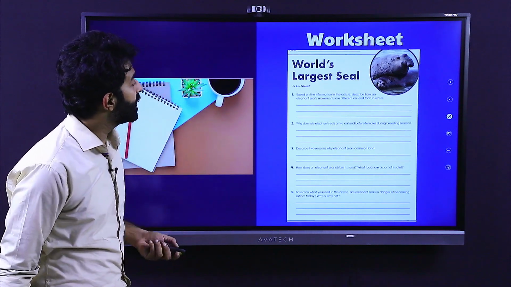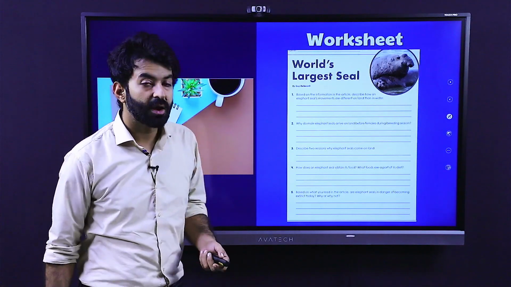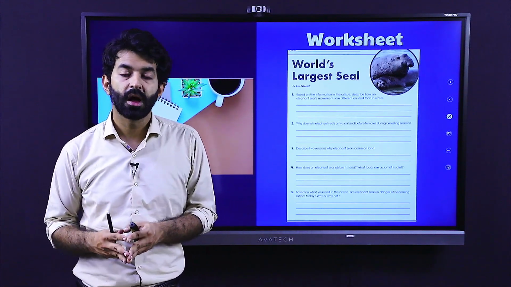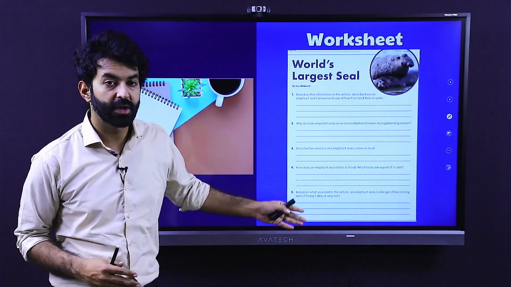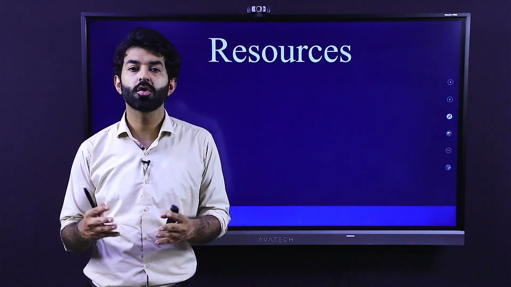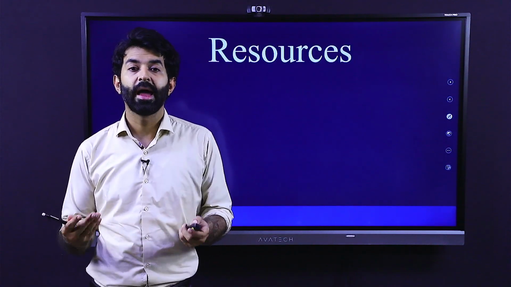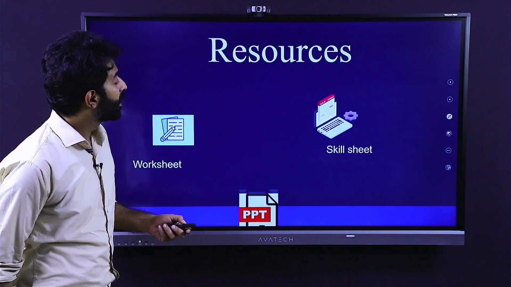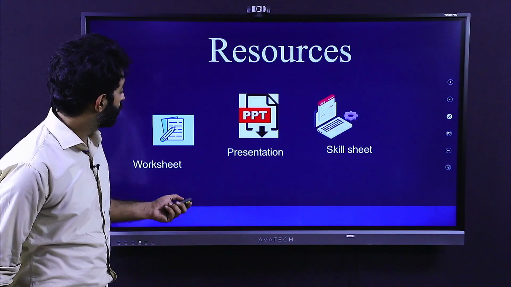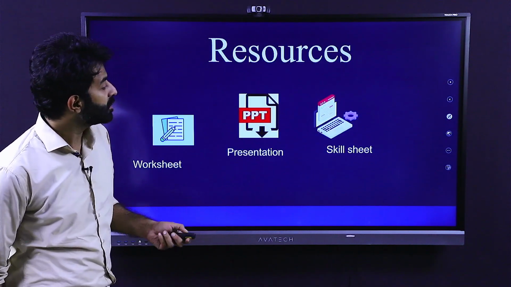Now students, we have a worksheet over here. There is a passage about elephant seals. Read it and then solve the following questions. There's also a reading material available, and now all these resources will be at your disposal. You can get them, like worksheet, presentation.